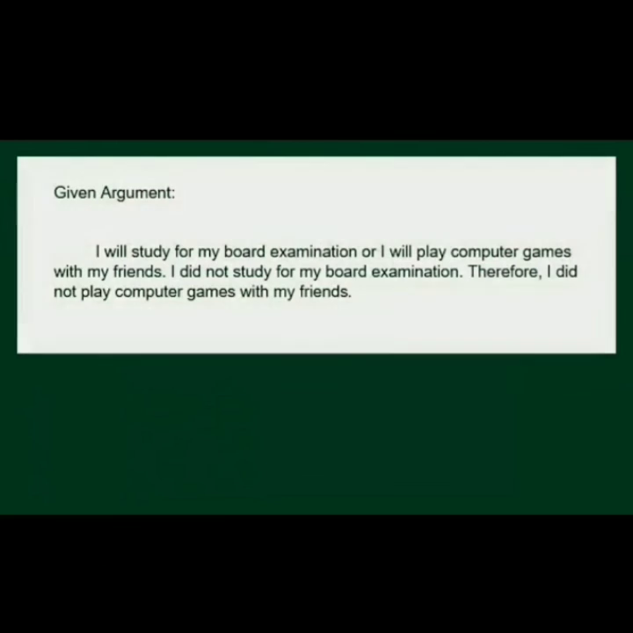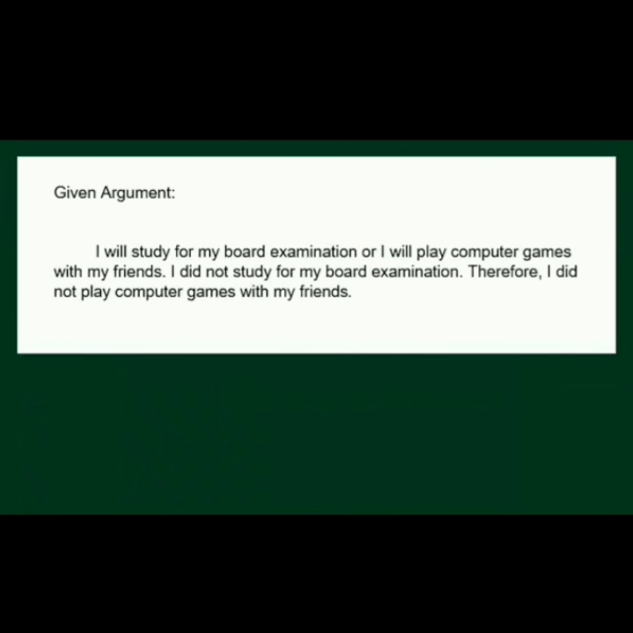Hello viewers. This is my given argument in mathematical logic in Mathematics in the Modern World. I will study for my board examination or I will play computer games with friends. I did not study for my board examination. Therefore, I did not play computer games with my friends.